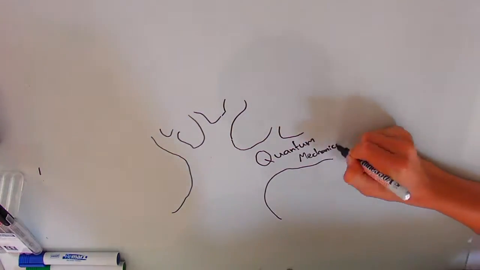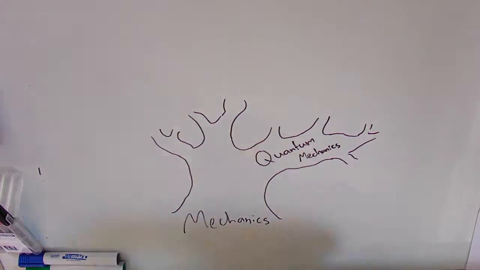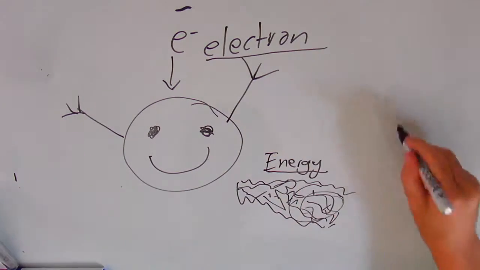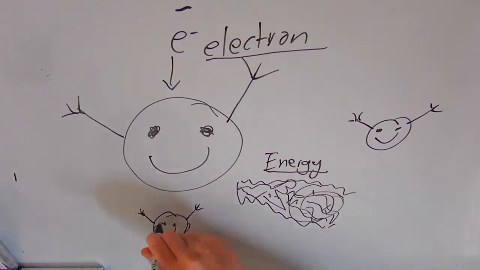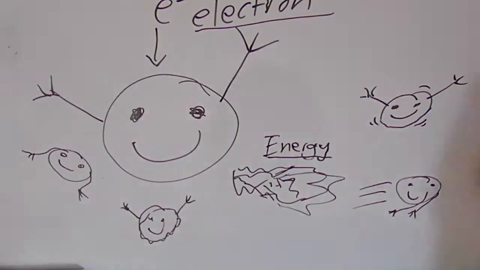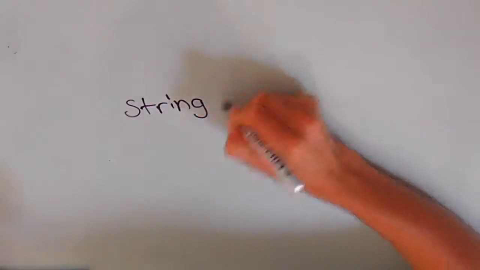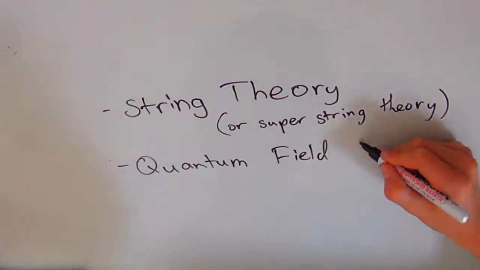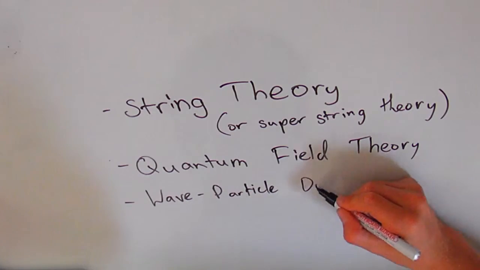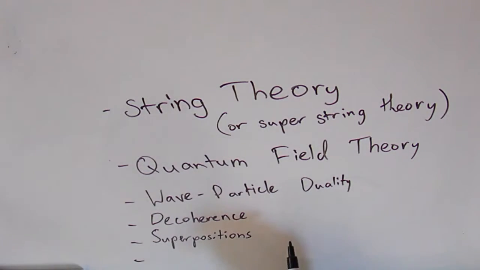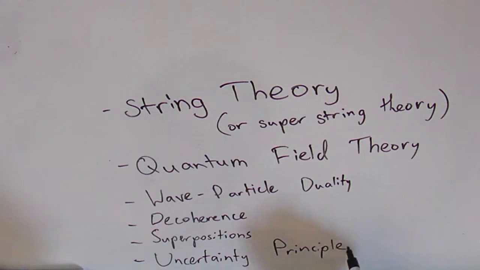Quantum mechanics is the branch of mechanics that deals with a mathematical description of the motion, interaction, and behavior of matter in relation to energy on the subatomic level. In other words, it's how tiny little particles or waves move and interact with things. Quantum mechanics is governed by theories such as the string theory, or superstring theory, quantum field theory, wave-particle duality, decoherence, superposition, non-locality, and the uncertainty principle.